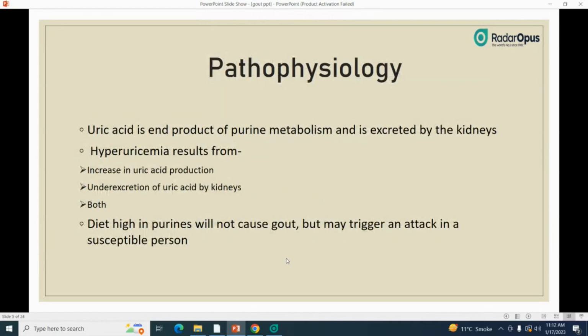Now moving on to my next slide, that is pathophysiology. Now, the pathophysiology of gout: uric acid is an end product of purine metabolism and is excreted by the kidney. As we discussed in the above slide, hyperuricemia results from an increase in uric acid production, underexcretion of uric acid by the kidneys, or both. A diet high in purine will not cause gout, but may trigger an attack in a susceptible person.